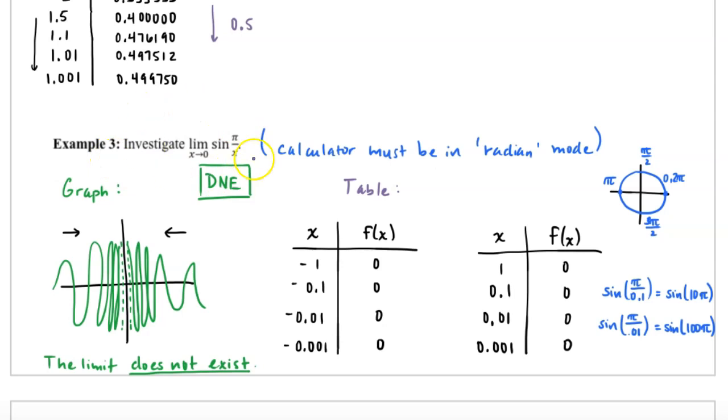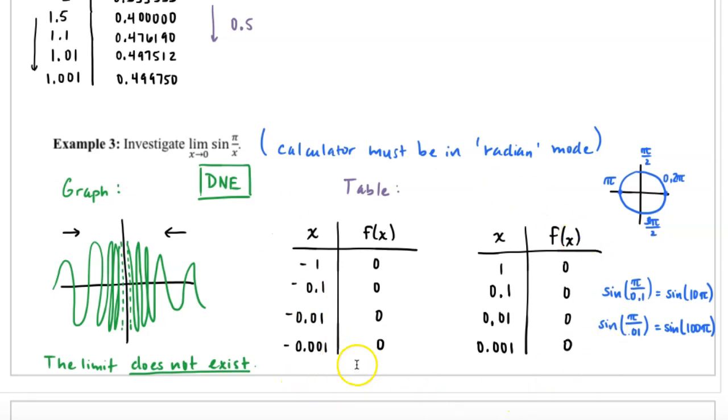Okay, in example 3, when we looked at the table of the sine of pi over x as x got closer and closer to 0, we got the false conclusion that the limit is 0, because for all of these different x values, both negative and positive, both from the left and from the right of 0, we found outputs or y values all equal to 0. But this was in fact not true. So looking at the graph showed that this was an oscillating function with a limit that does not exist.